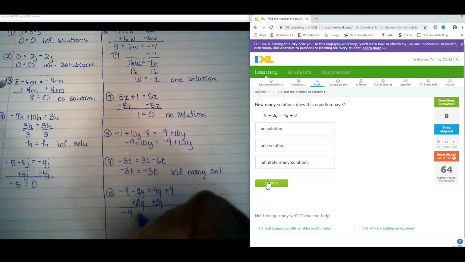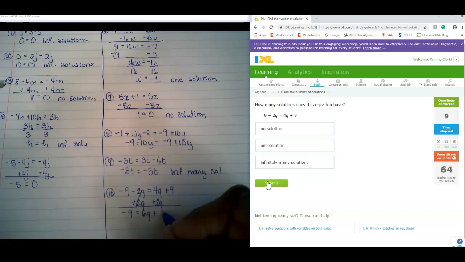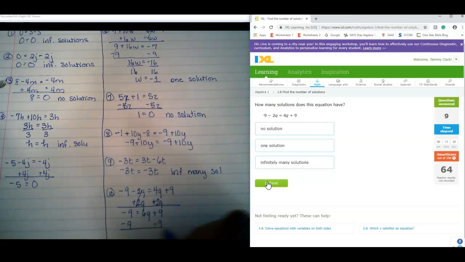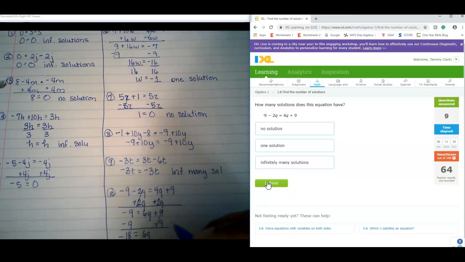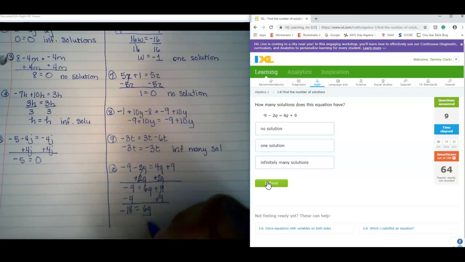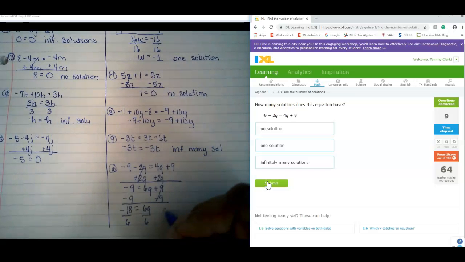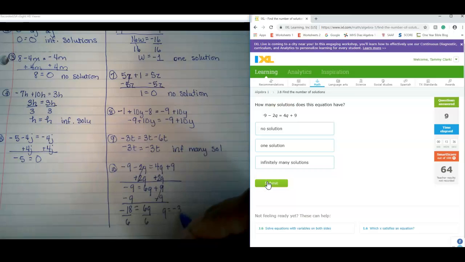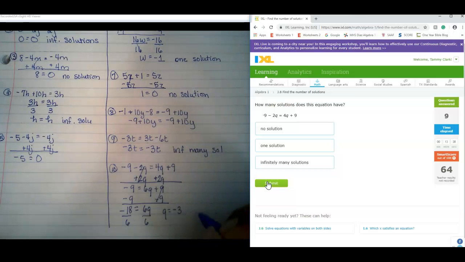So we have negative 9 equals 6q plus 9. And I'm going to subtract 9 from both sides of the equation. And that gives me 6q equals negative 18. Well, if I divide by 6 on both sides of the equation, q would equal negative 3. And so because q equals negative 3, we would say we have one solution.